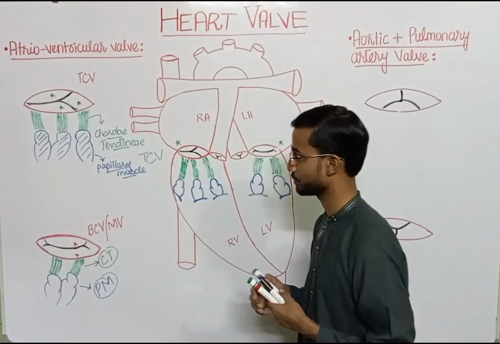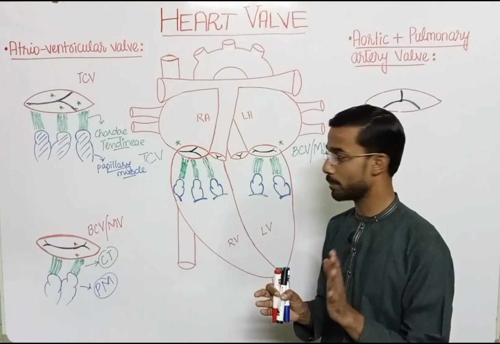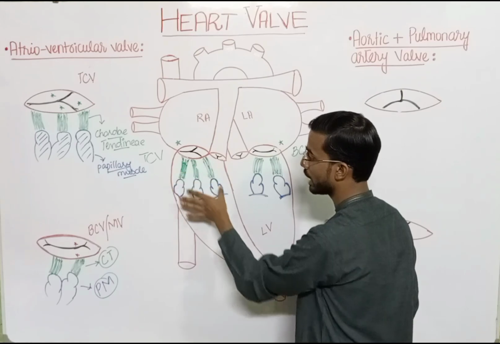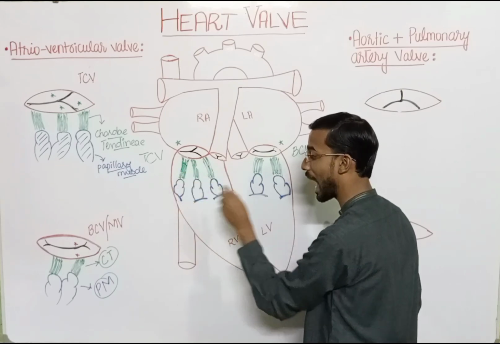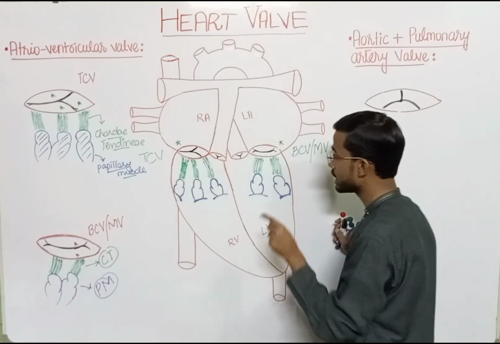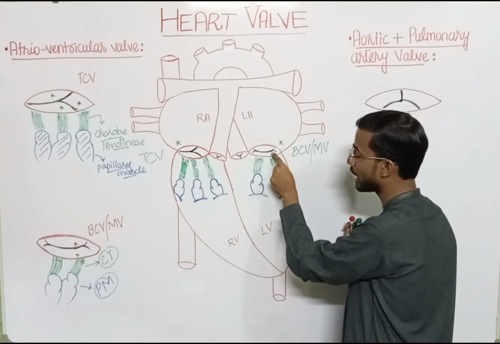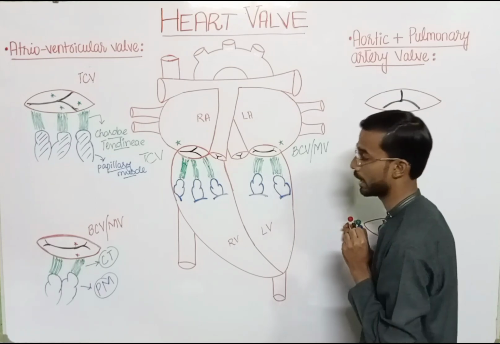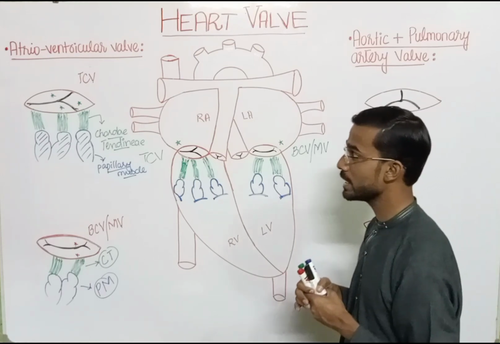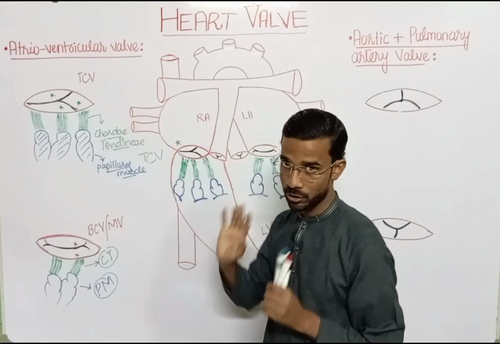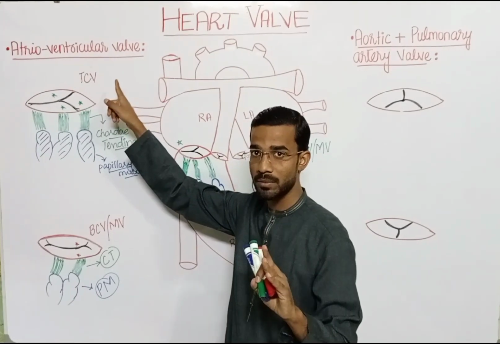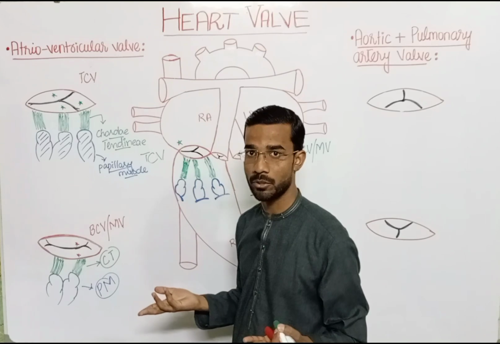Now, this is the basic composition. If you see here, this is the valve, this is the chordae tendineae, this is the papillary muscle that is present in the ventricle. Same here, this is the bicuspid valve, mitral valve, this is the chordae tendineae, and this is the papillary muscle. Now, the atrioventricular valves, tricuspid and bicuspid, we just studied, and the bicuspid valve is similar to the tricuspid valve.